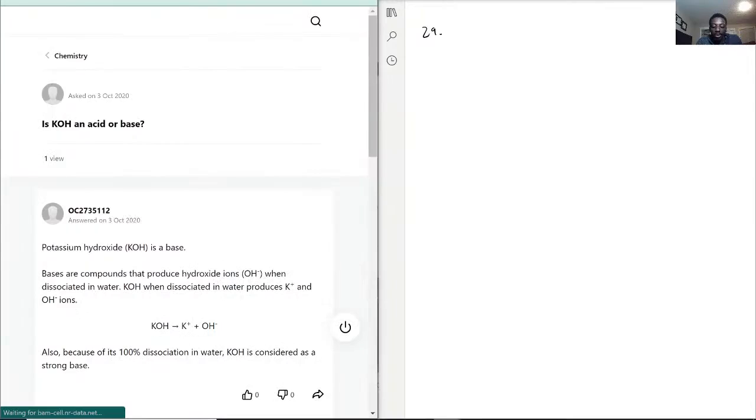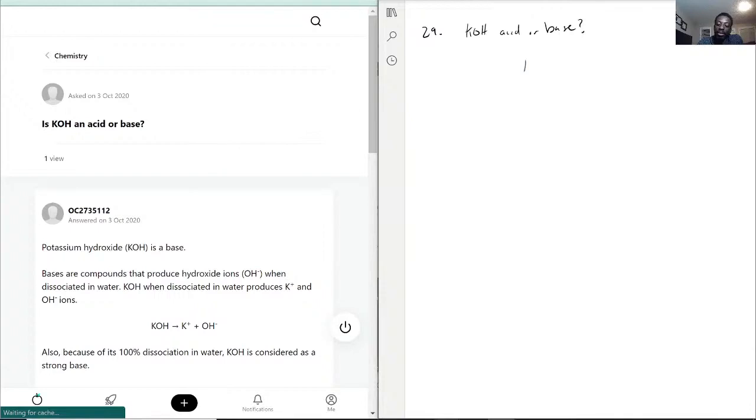Question 29. Is KOH an acid or a base? Great, this is a question we can easily solve, because we want to know how it dissociates first. So, KOH, acid or base? With that, let's write our formula.